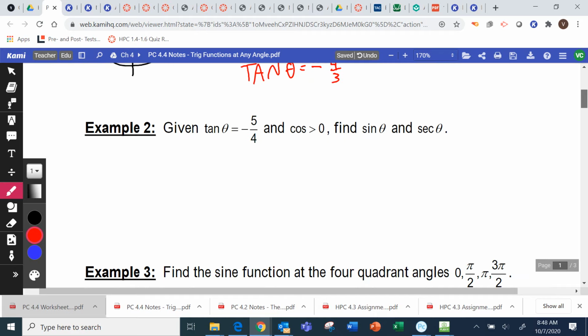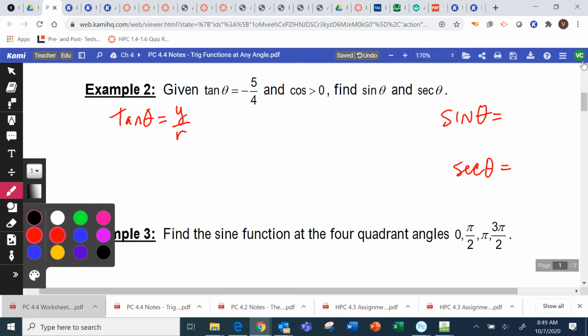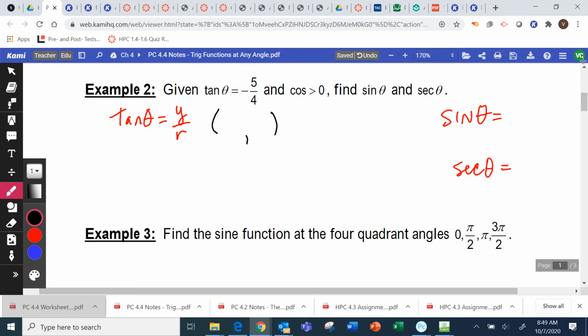Given tangent of theta equals -5/4, and the cosine is greater than 0, find the sine and the secant. The tangent is -5/4. I know that the tangent of theta is always y over r. So what ordered pair gives us tangent of -5/4?